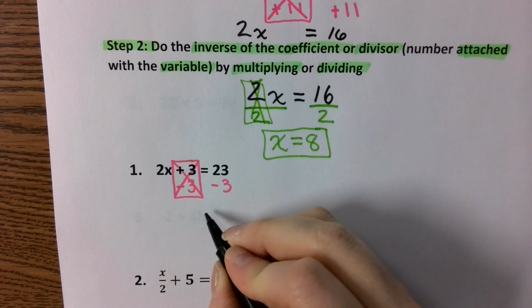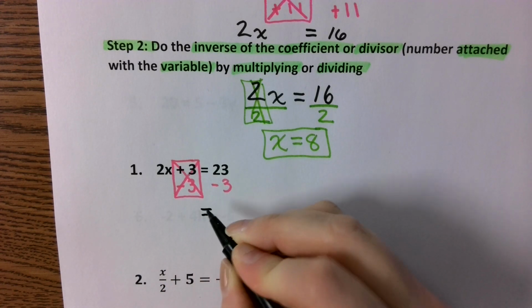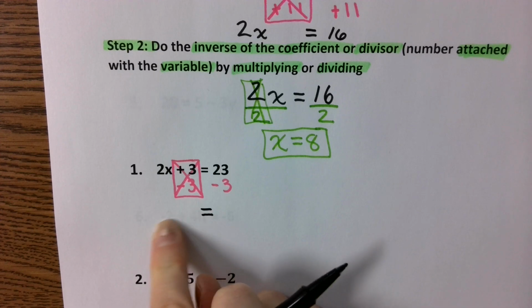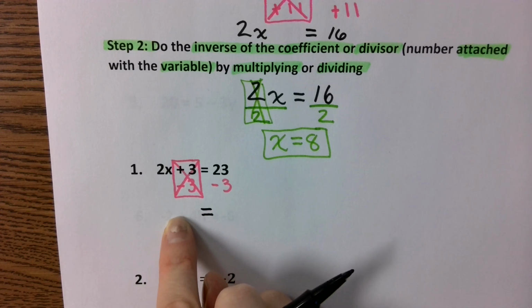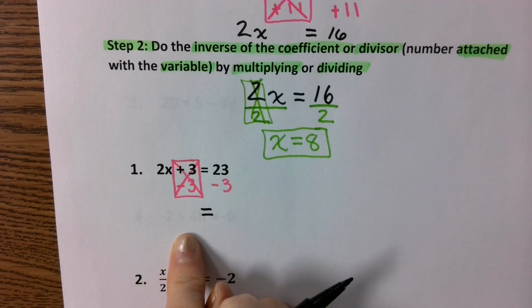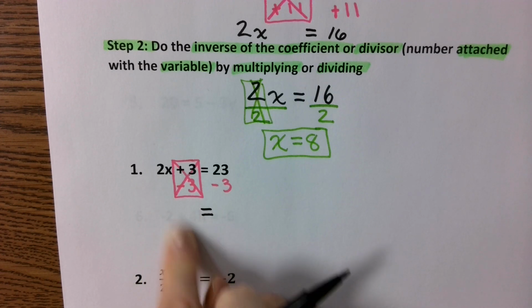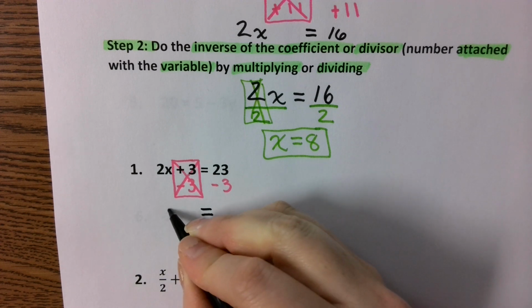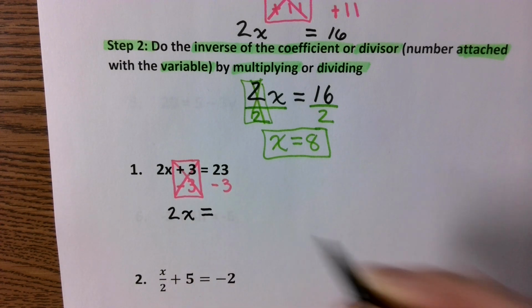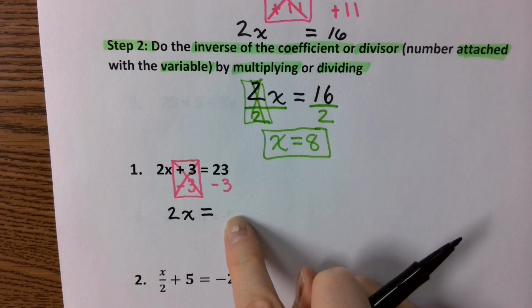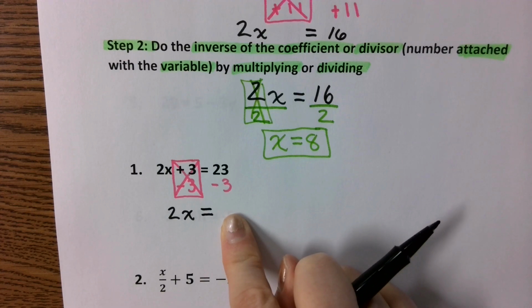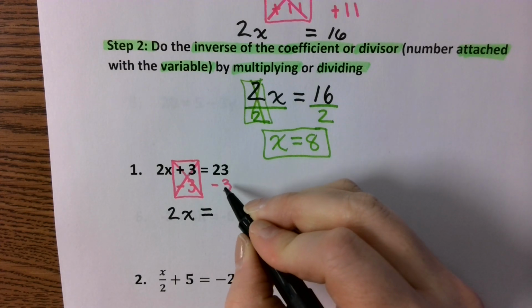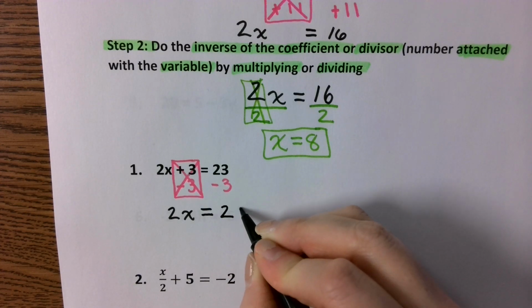Okay, so I'm going to have my equal sign here. What do I still have remaining on this side of my equation? 2x, right? 2x is still there. We didn't cross 2x off. So we're going to put 2x. And what does the right side now become? 20, right? Because we did 23 minus 3, that's going to become 20.